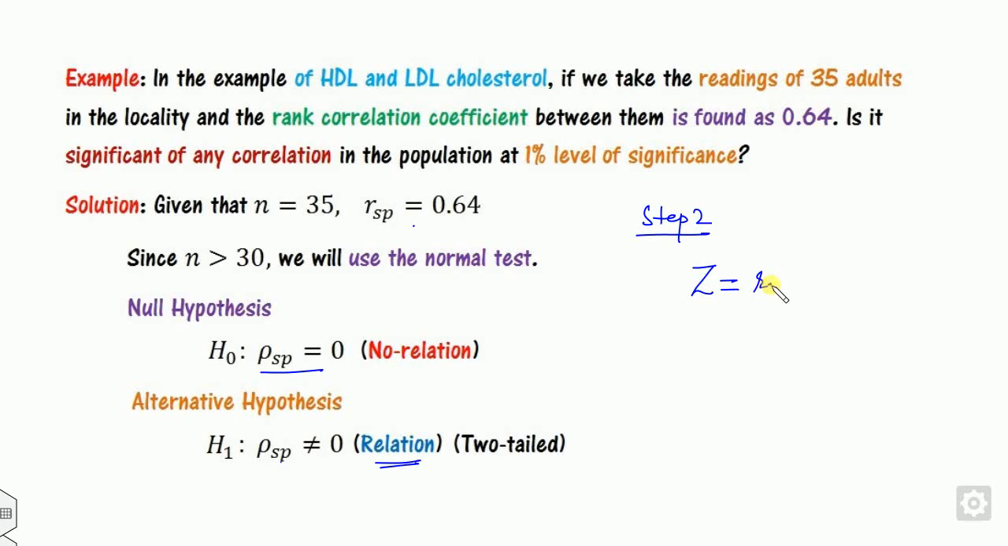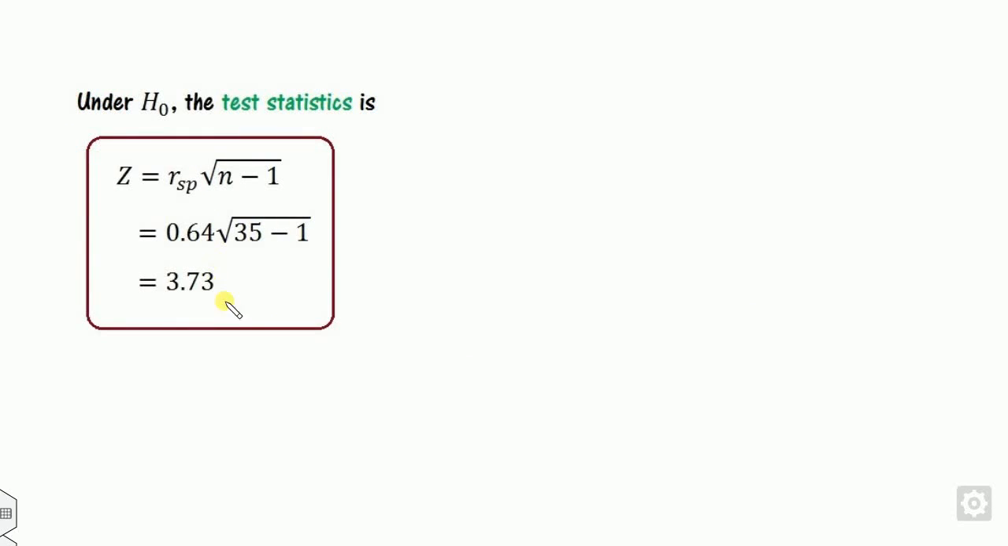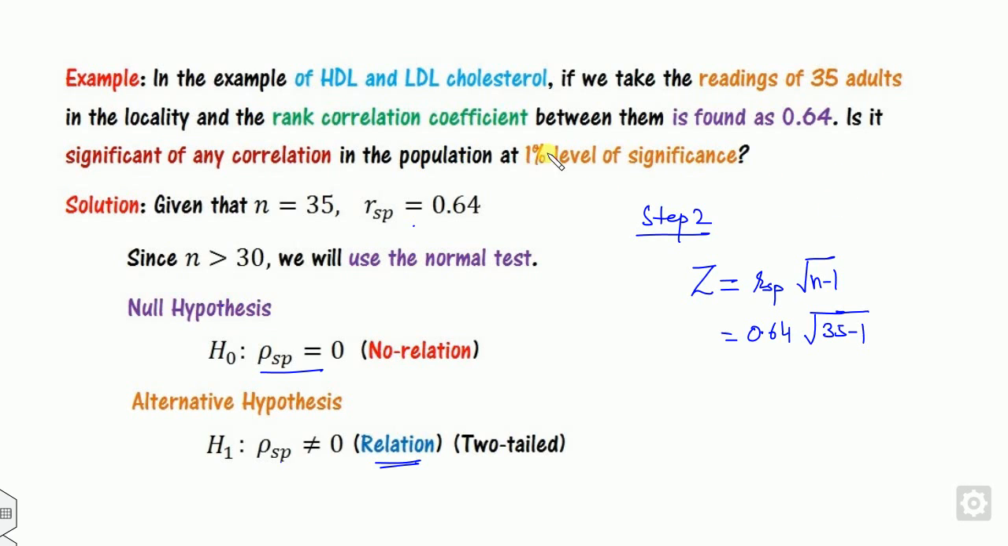Calculate Z. How do you find it? RSP times square root of n minus 1. So 0.64, and n is 35 minus 1. That is the way you can calculate that. This comes to be 3.75. Now since it is for the large sample, we apply the Z test. So the critical value, the level of significance is 1% and it's a two-tail.